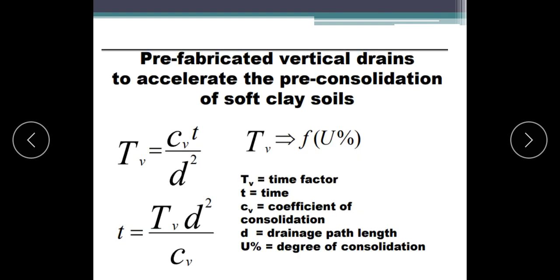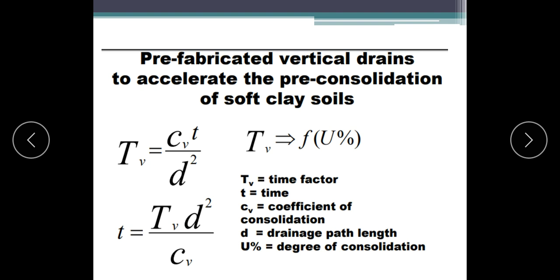Next we have PVDs, that means prefabricated vertical drains, to accelerate the pre-consolidation of soft clay soils. Whenever there is soft soil, and it is saturated, it is very difficult to compact the soil. So to increase the consolidation process, we are decreasing the drainage path.